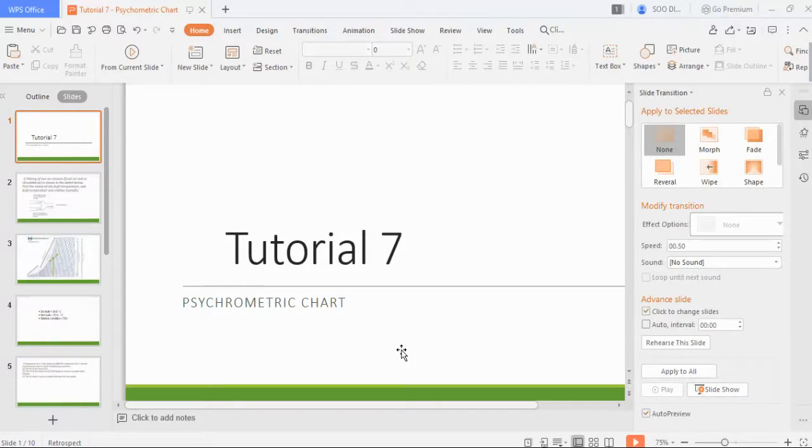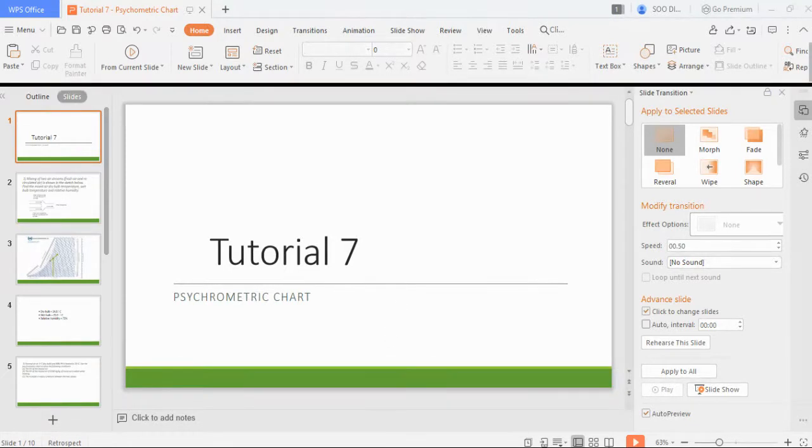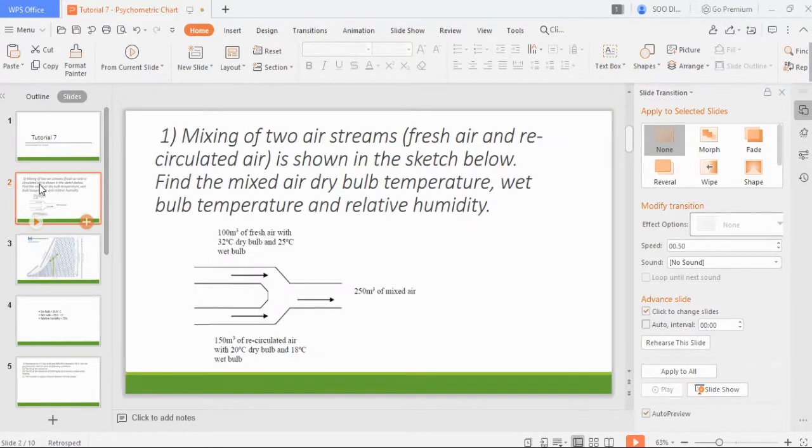Hi guys, so this is your tutorial 7 for the psychrometric chart. This is still your topic 3 for your heat and thermal insulation in building, but it's the final part of the topic. So there are 3 questions. The first question here is very similar to the example you encountered in your lecture slides.